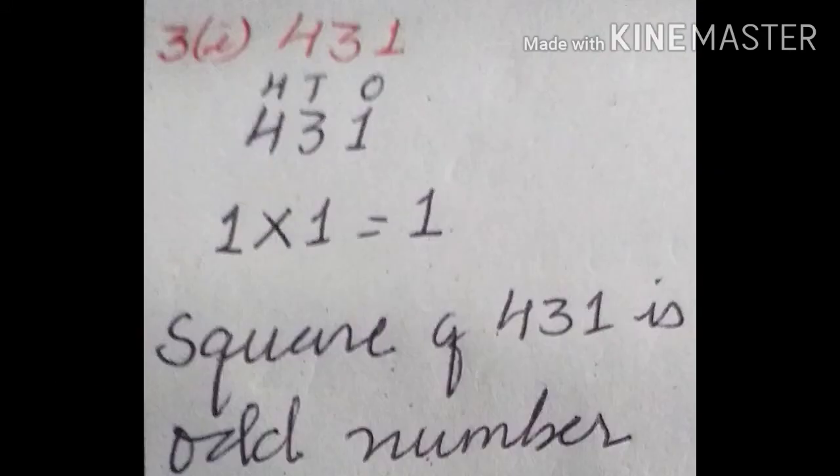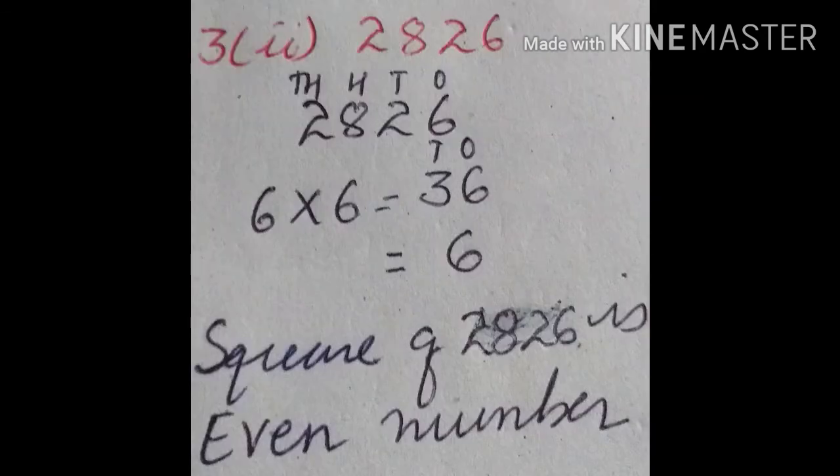431 is a 3 digit number. Write down the place value, that is ones, tens, hundreds. What is in the ones place? Here also 1. Find the square. 1 into 1 equals 1. That means the square of 431 is an odd number. 1 is odd, right? So when you find the square of 431, what number do we get? An odd number.